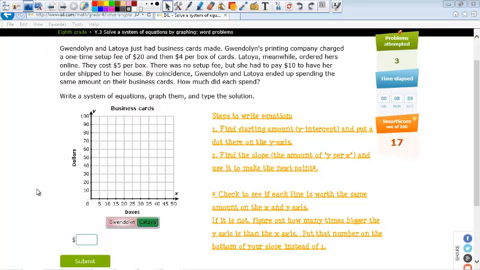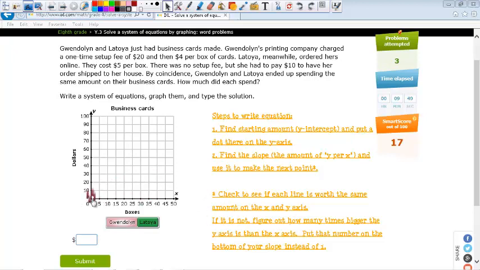Okay, now we've come to one of the problems that I think is the most challenging for people as they're doing these problems in Y3. And the difference with this is the y-axis lines are going up by 10s, but the x-axis lines are going up by 5s. So here we have a little different scenario. What we're going to do, we'll still find our starting amount, which is the y-intercept, and put our dot there. But since the lines for the y-axis are not the same as the lines for the x-axis, here's what we do.